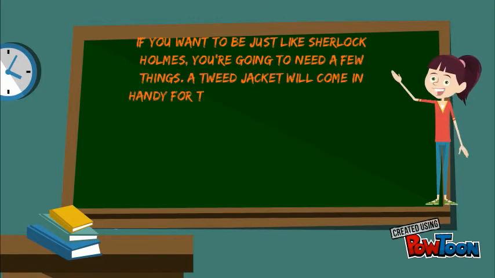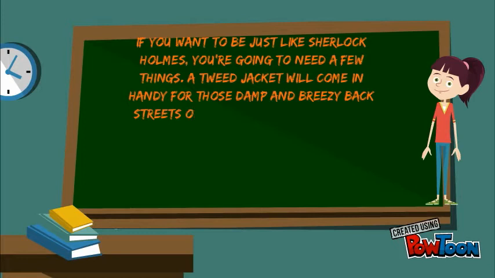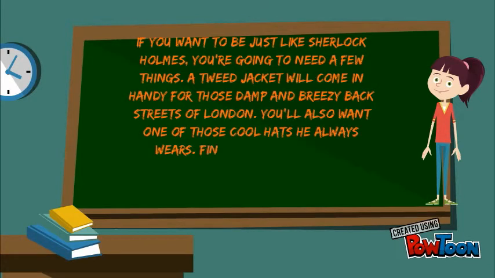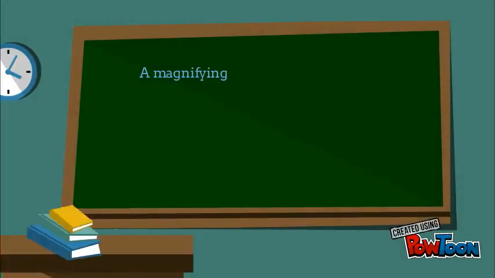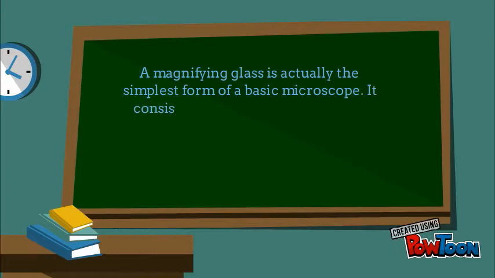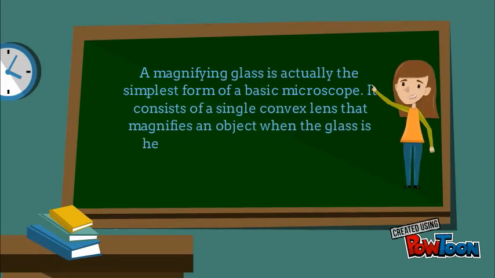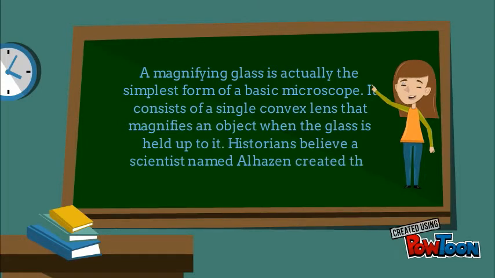A tweed jacket will come in handy for those damp and breezy back streets of London. You'll also want one of those cool hats he always wears. Finally, you will need an important tool to use when you're researching for those smallest of clues, a magnifying glass. A magnifying glass is actually the simplest form of basic microscope. It consists of a single convex lens that magnifies an object when the glass is held up to it. Historians believe a scientist named Alhazen created the first magnifying glass in 1021.